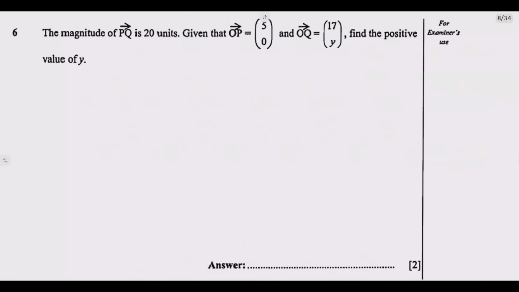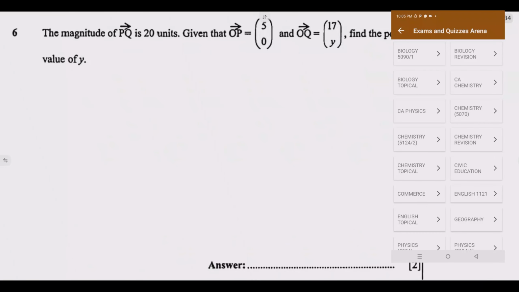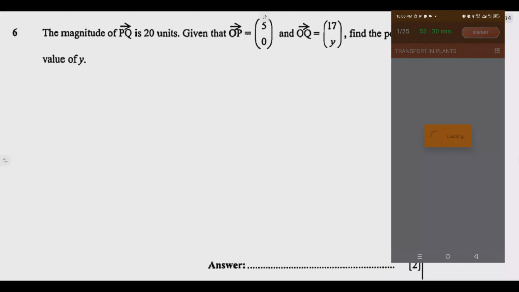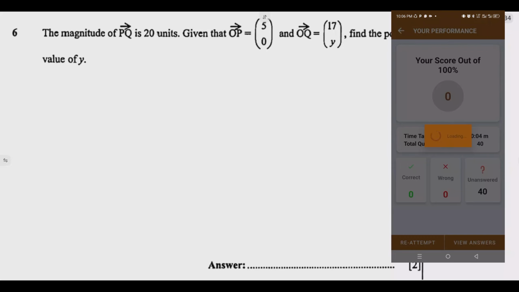Let us look at question 6. The magnitude of PQ is 20 units, given that OP is equal to the column vector (5, 0), and OQ equals the column vector (17, y). Find the positive value of y. So we are looking for the value of y.